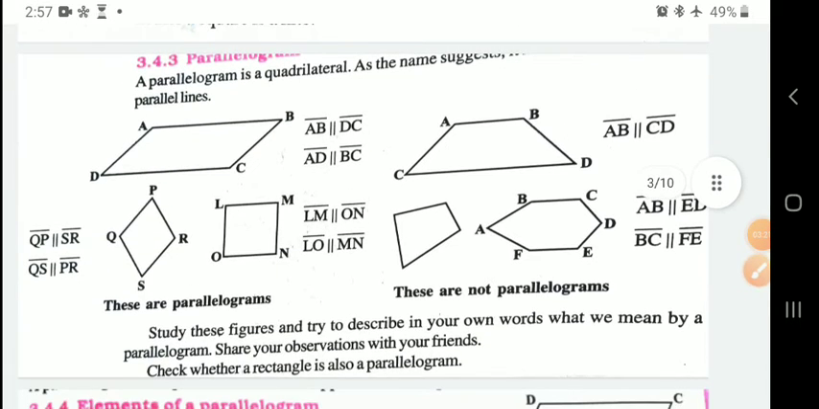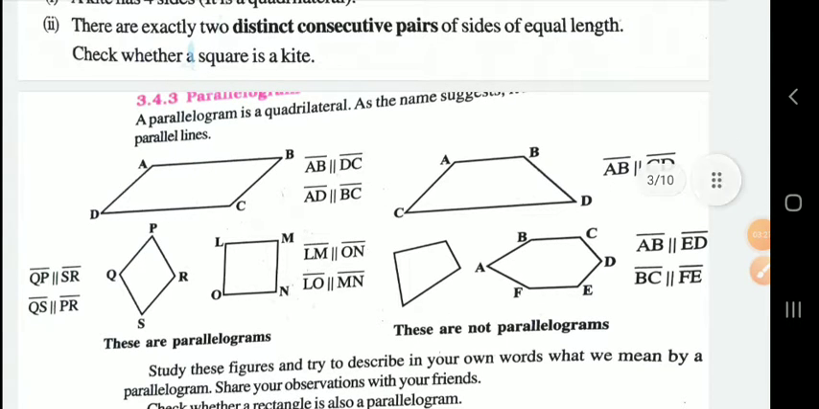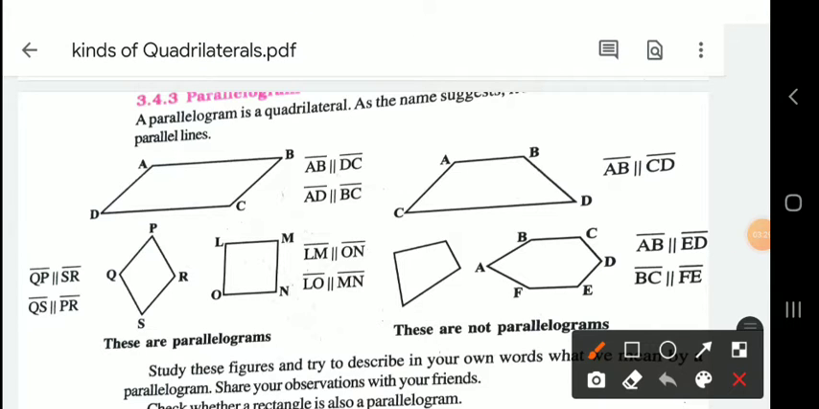Now the next one is parallelogram. It's very important. We are going to learn parallelogram in depth. So what is parallelogram? Parallelogram is a quadrilateral. But what is the basic difference between that quadrilateral and parallelogram? Opposite sides of a parallelogram are equal, or first we say that opposite sides of a parallelogram are parallel.